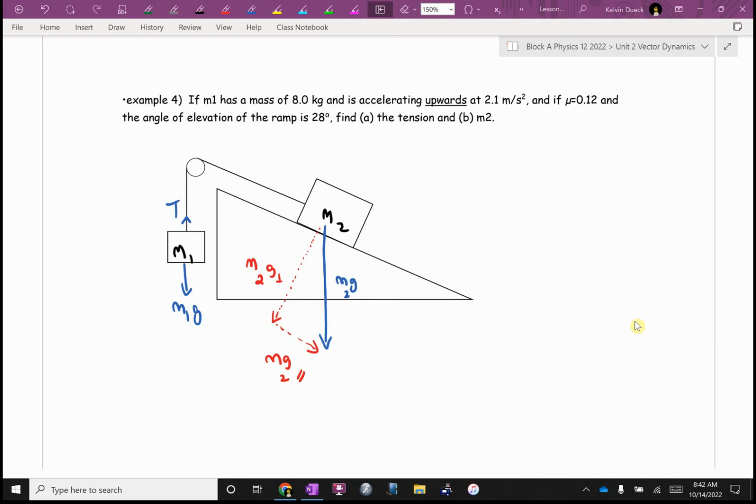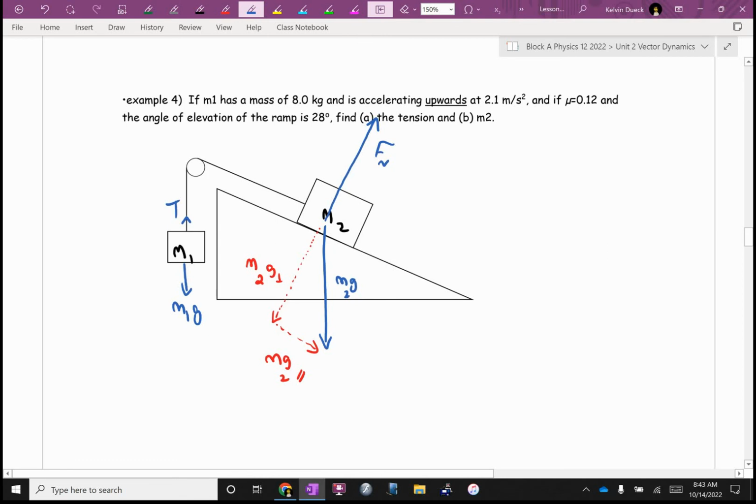What else, Nick, my friend? Are we sinking into the ground like quicksand? So we have that normal force. And remember, don't draw the normal force like this. That would be if we were on level ground. The normal force is always at right angles to the surface. So it's going to be the same size, I think, as M2G perpendicular.